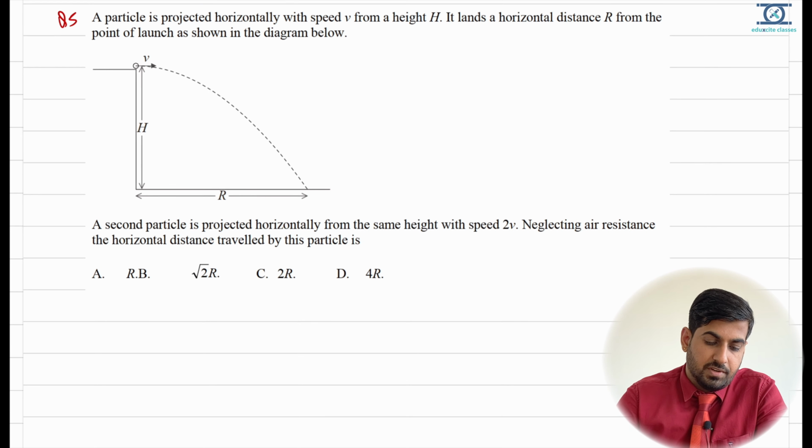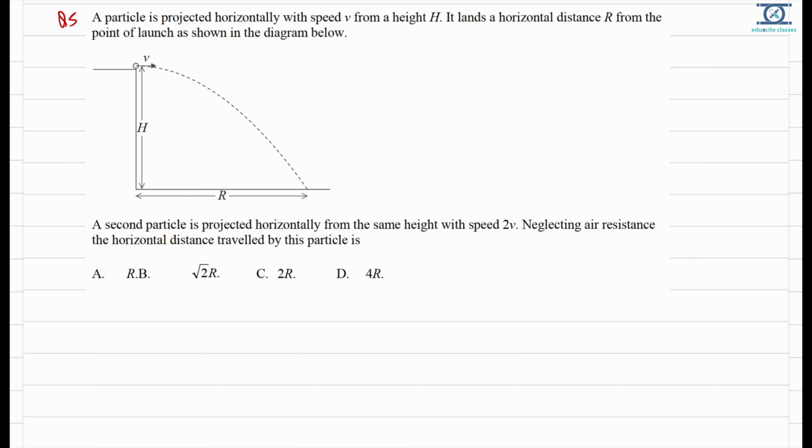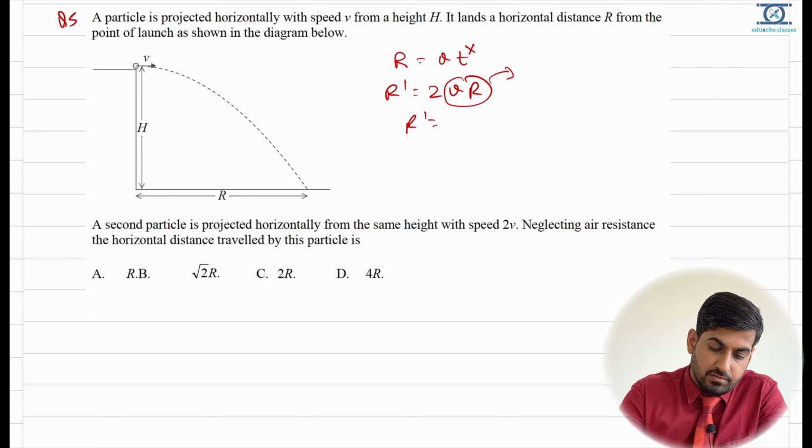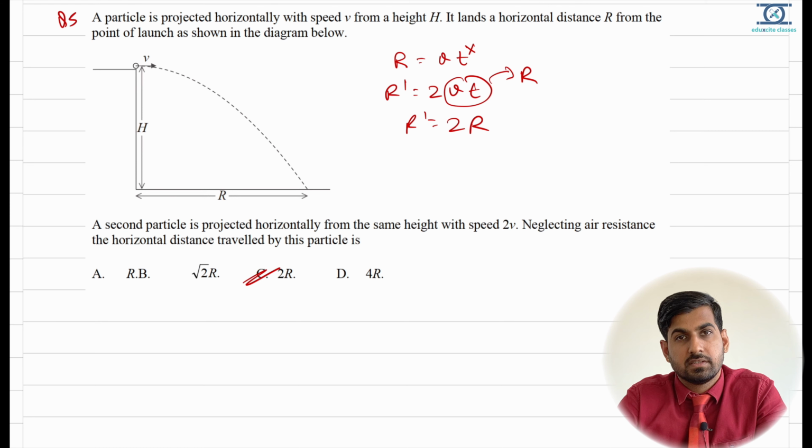Now pause the video and solve question number 5. So here the horizontal range can be written as V into T, and as I mentioned, there is no change in the time. So if V gets doubled, then the new range R dash will be, since VT can be written as R, 2R. So option C is the right answer. Quite easy. There is no change in time.